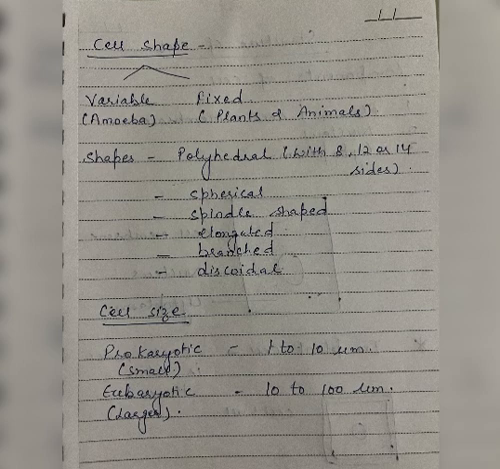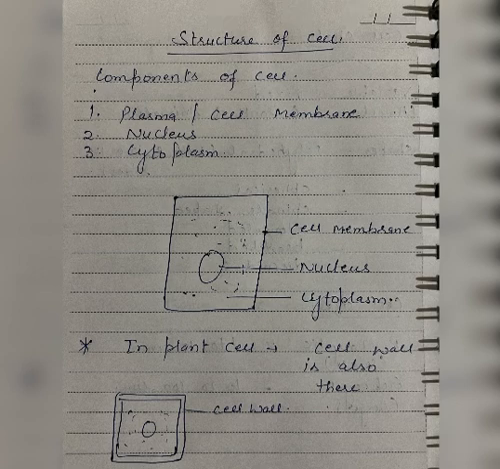Now please come to the size. The prokaryotic cells are always small as compared to the eukaryotic cells. The size of a prokaryotic cell varies from 1 to 10 μm and the eukaryotic cell is 10 to 100 μm.